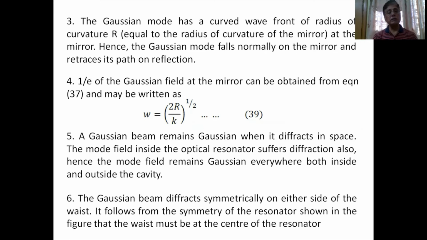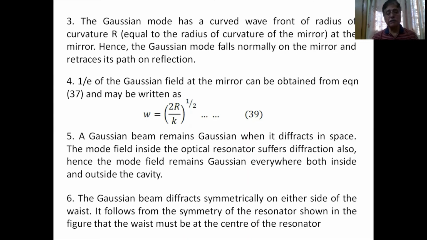Next, the 1/e radius of the Gaussian field at the mirror can be obtained from equation 37 and may be written as W equal to (2r/k) to the power half. Next, a Gaussian beam remains Gaussian when it diffracts in space. That is, due to diffraction, the shape of the beam doesn't change. The mode field inside the optical resonator suffers diffraction also. Hence, the mode field remains Gaussian everywhere, both inside and outside the cavity.